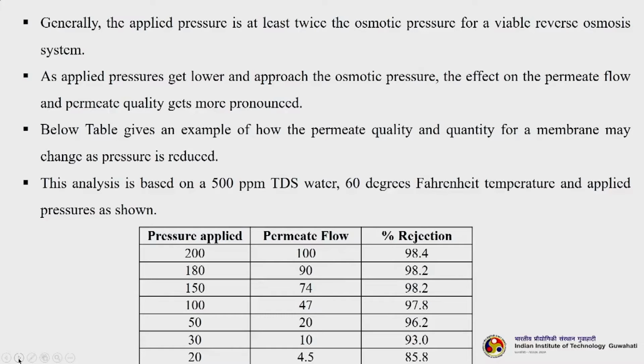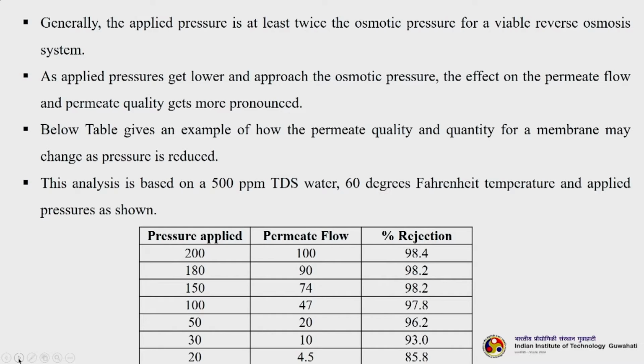Generally, the applied pressure is at least twice the osmotic pressure for a viable RO system. Now, as applied pressure gets lower and approaches the osmotic pressure, the effect on the permeate flow and permeate quality gets more pronounced. Now, you can see this particular table below.